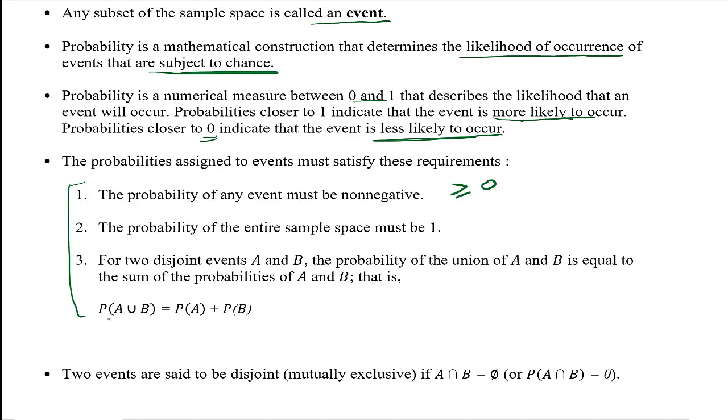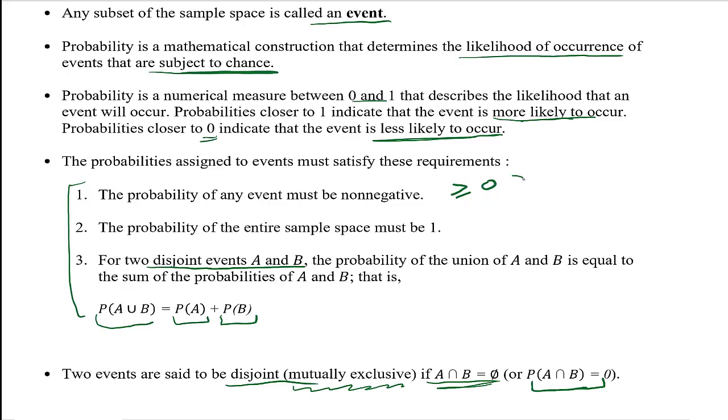That is, in notation, we use this formula. Probability of A union B is equal to probability of A plus probability of B. This is in case of having two disjoint events. Two events are said to be disjoint, or we call them mutually exclusive, if the intersection equals phi, or the probability of the intersection equals zero.